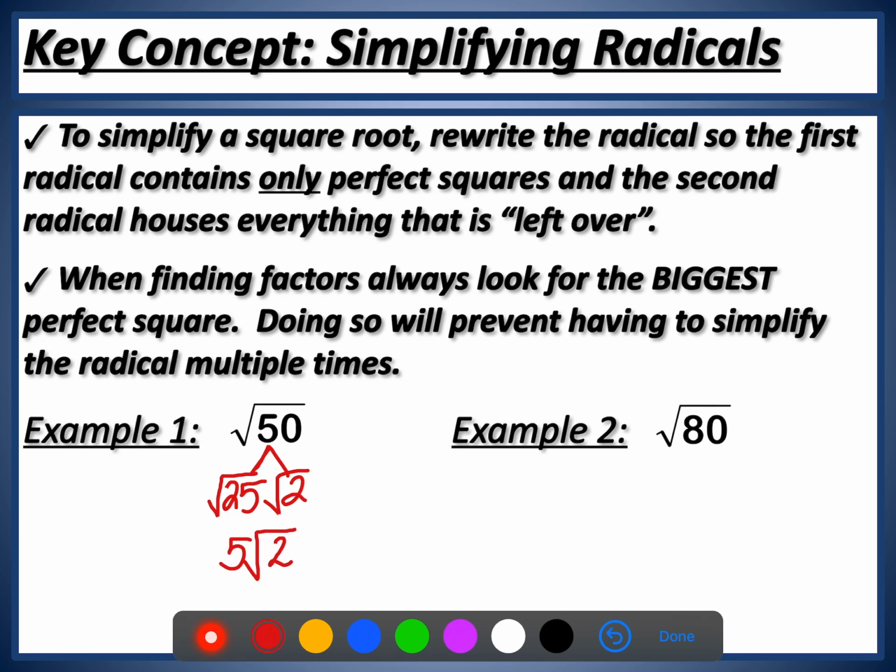We did a lot of this in quadratic formula. Something like 80, you want to make sure that you take the biggest square, because sure, you could divide 4 into this, but that's not the biggest number that will go in. It's actually 16 and 5. If you start from the bottom of your list, you're going to hit 16 before you even get to the 4. So this simplifies as 4 root 5. Again, a lot of experience with this.